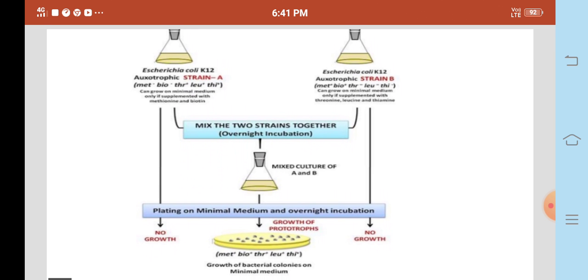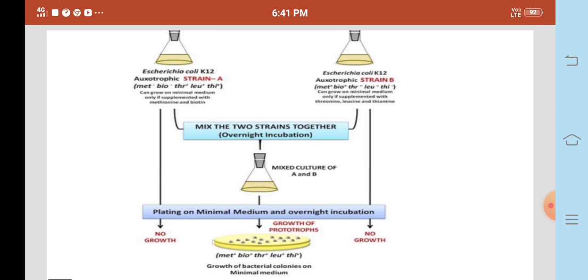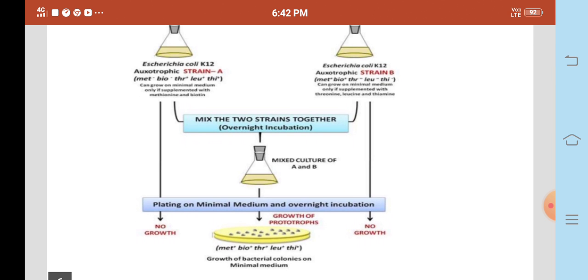Here we are observing the experiment about conjugation. On the left side is Escherichia coli K12 auxotrophic strain A, and the right side one is Escherichia coli K12 auxotrophic strain B. Strain A can grow on minimal medium only if it is supplemented with methionine and biotin. Strain B can grow on minimal medium only if it is supplemented with threonine, leucine and thiamine. The auxotrophic strains require these amino acids.